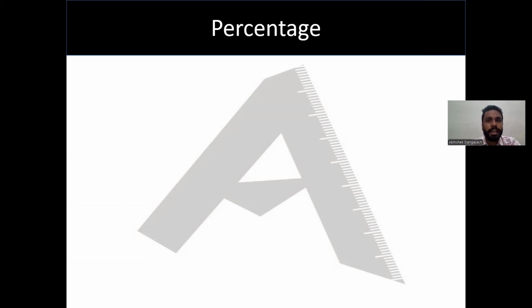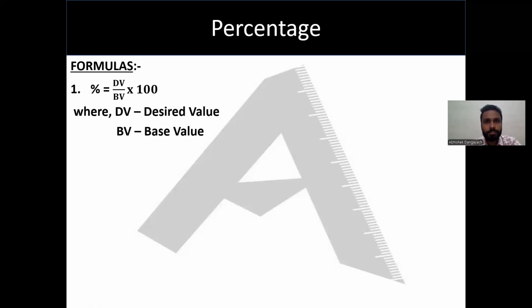So if we are understanding percentage properly, there's a very high probability that we'll be able to understand the upcoming chapters easily. Starting with the first formula related to percentage, the formula is given by percentage equals DV upon BV into 100. Now the thing is, what is DV? DV is your desired value, BV is your base value.